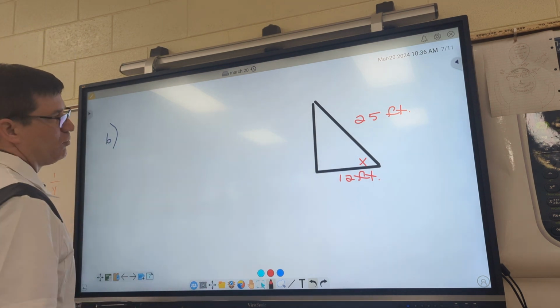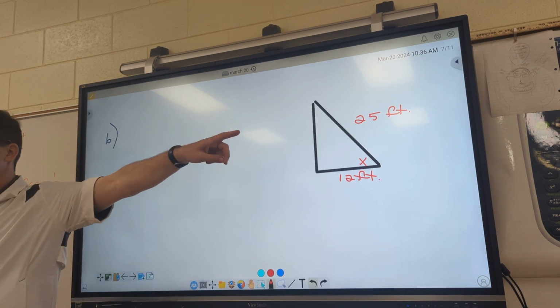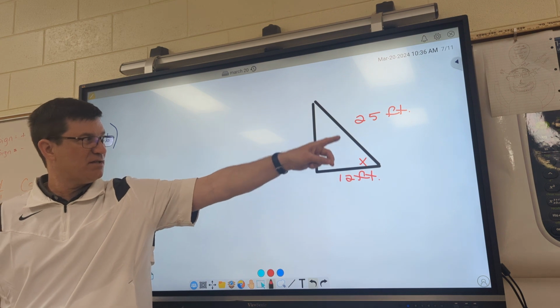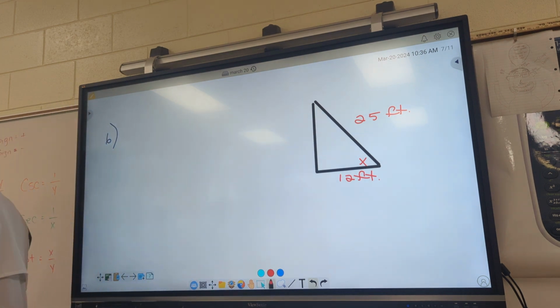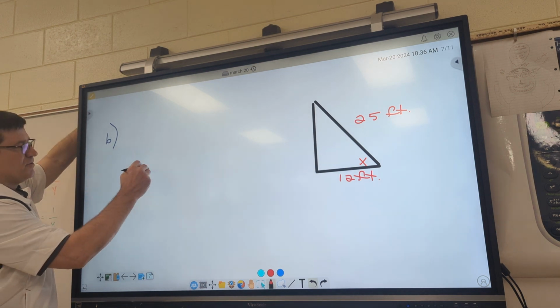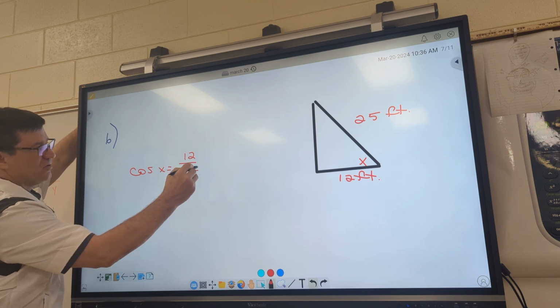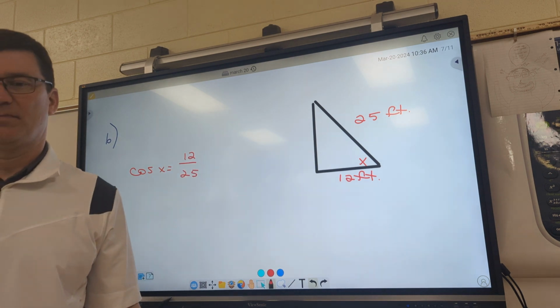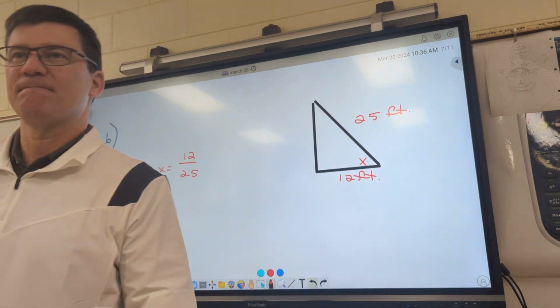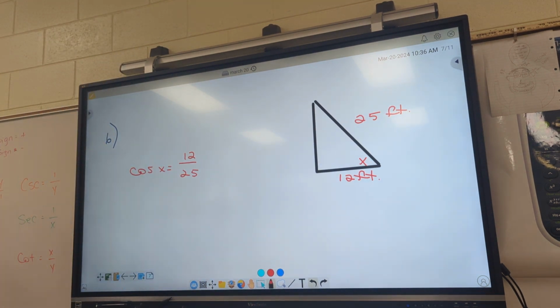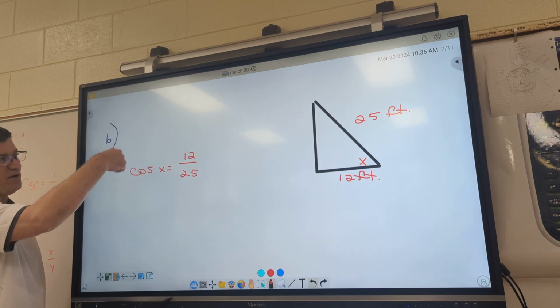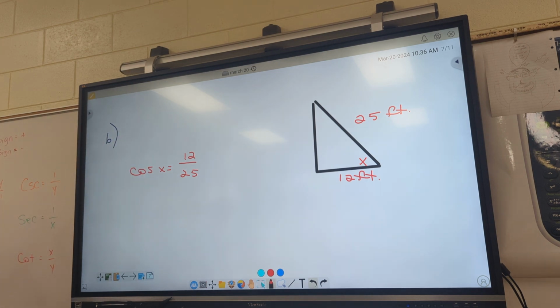All right, so which formula is going to match up with this problem? We've got adjacent and we've got hypotenuse. So got to use cosine on this one. There's only one formula that's going to fit these. So we got cosine of x equals adjacent has to go on top, hypotenuse has to go on the bottom. What now? Negative. Good. Got to take the cosine and separate it from the x, so it's negative cosine. 12 over 25, make it degrees and minutes.